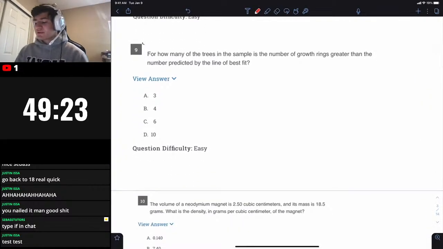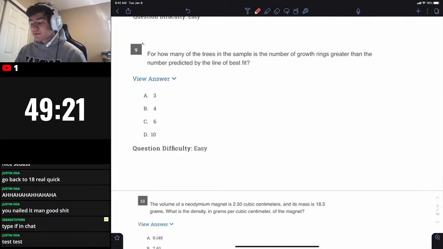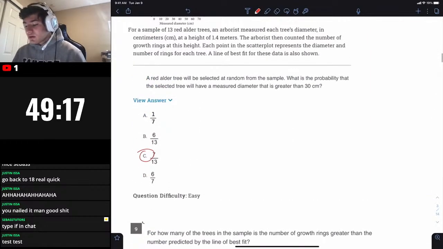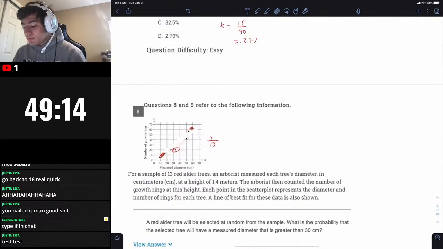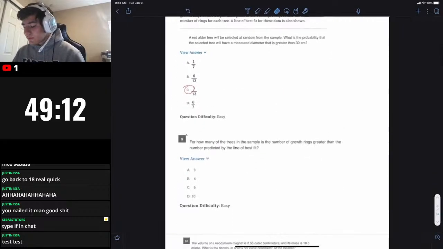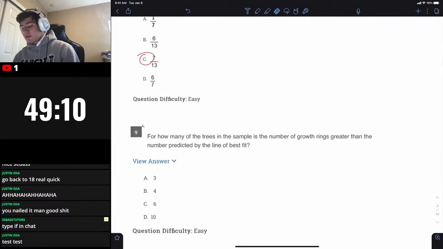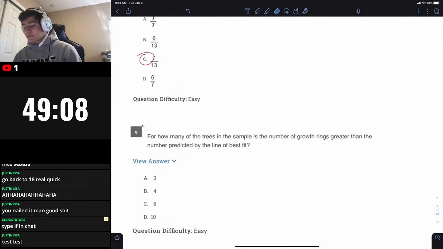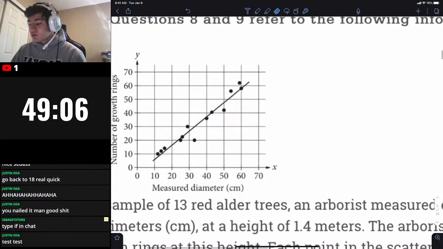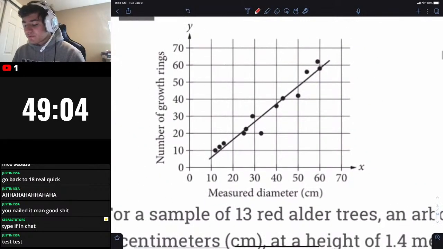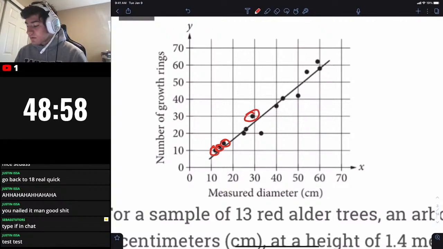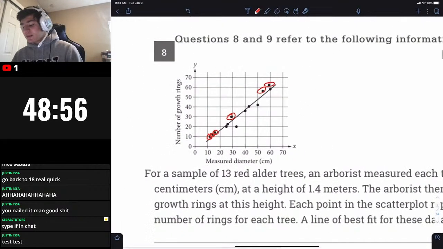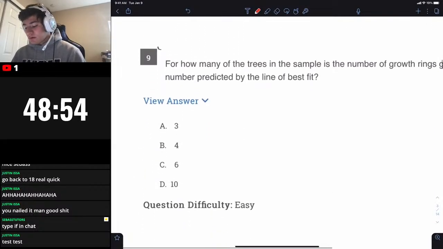For how many of the trees in the sample is the number of growth rings greater than the number predicted by the line of best fit? Oh, this is easy. Wait, is this number of growth rings greater than the number predicted by the line of best fit? Okay, so basically what points are above the line? Well, 1, 2, 3. I wouldn't say these are above the line. 4, 5, 6. 6 that are clearly above the line, so I would go with 6.